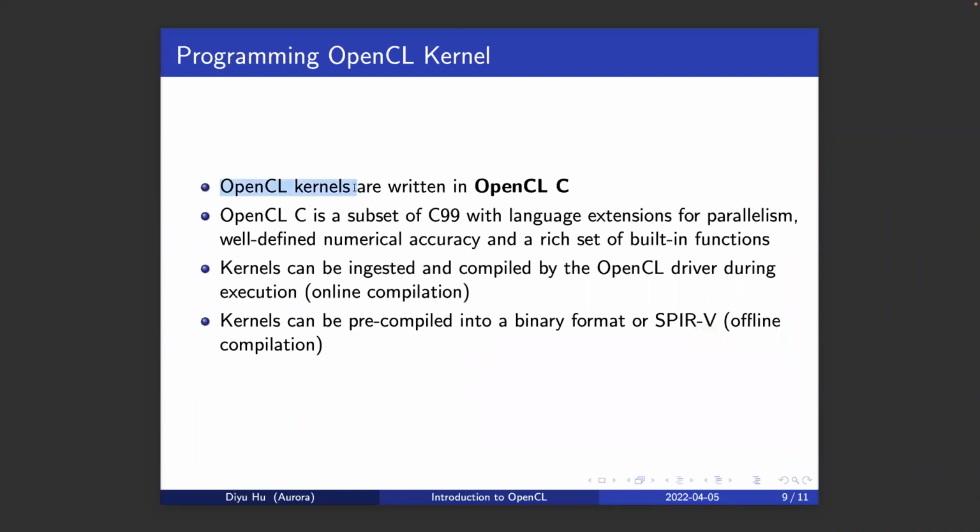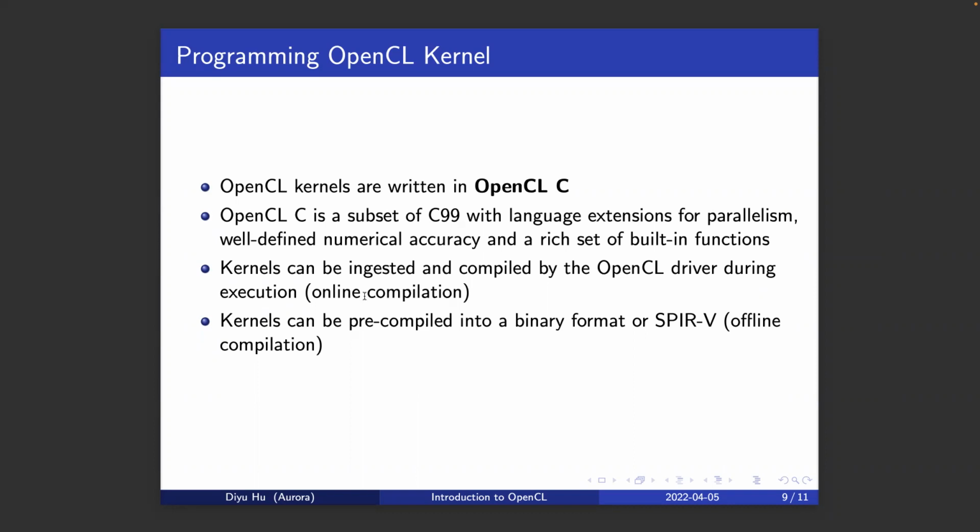So OpenCL kernels are written in OpenCL C, which is a subset of C99 with language extensions for parallelism, with well-defined numerical accuracy and a rich set of built-in functions. Kernels can be ingested and compiled by the OpenCL driver during execution. This is called online compilation.